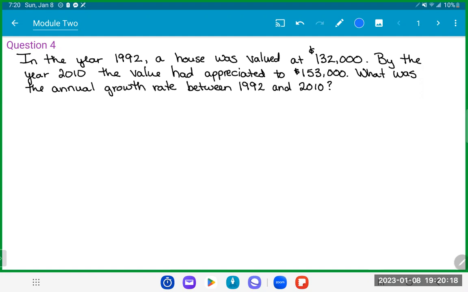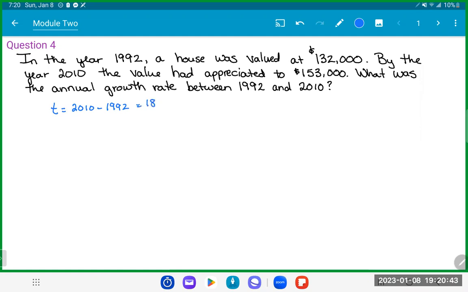Okay. So first, we're going to let T be the number of years after 1992. To calculate that, I would say T equals, I want to be in the year 2010. How many years is that after 1992? So 2010 minus 1992, and that's going to equal 18 years.